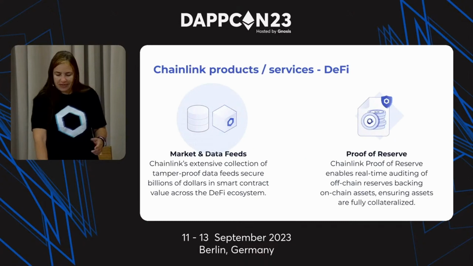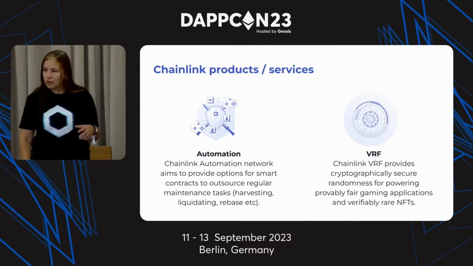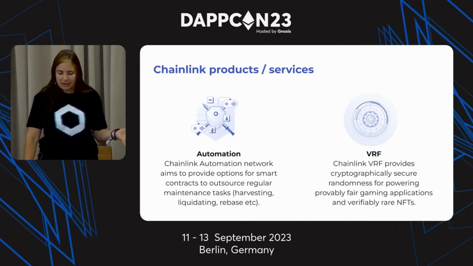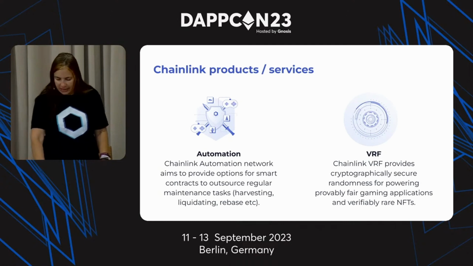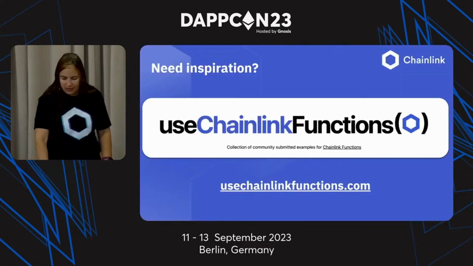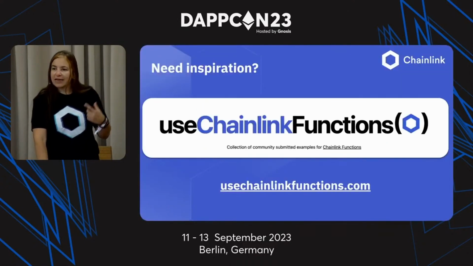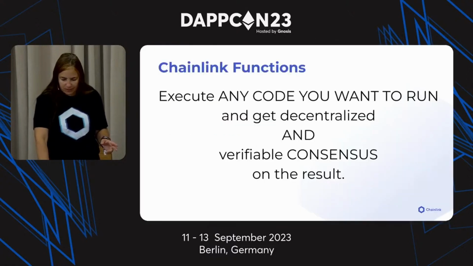And we can have these services for data feeds. This is the most popular. But also, we have services to automate smart contract execution, to generate random numbers, to call external APIs that you can write code on JavaScript and use this information inside a smart contract.